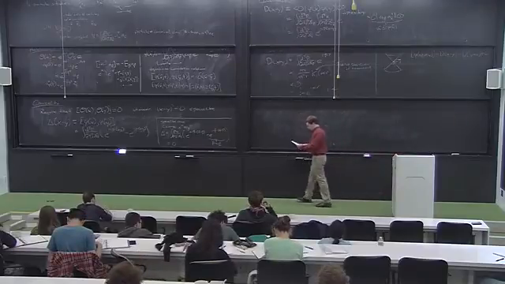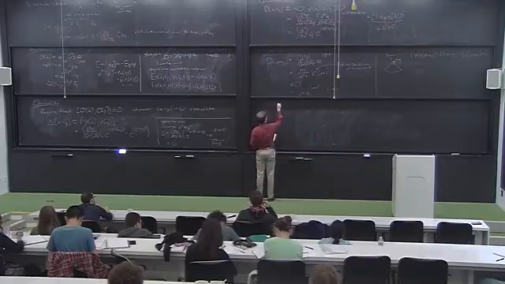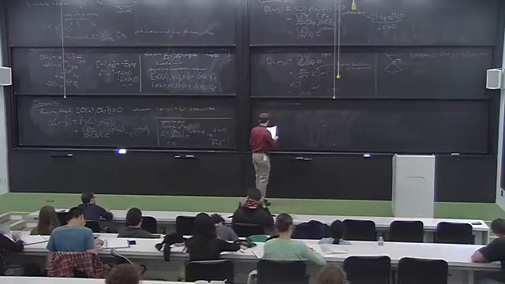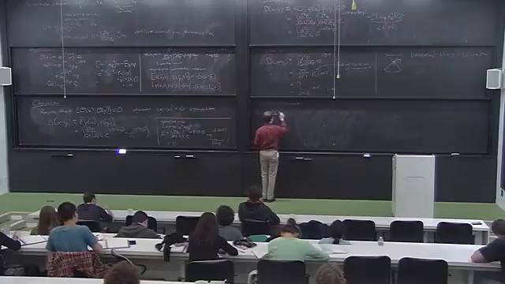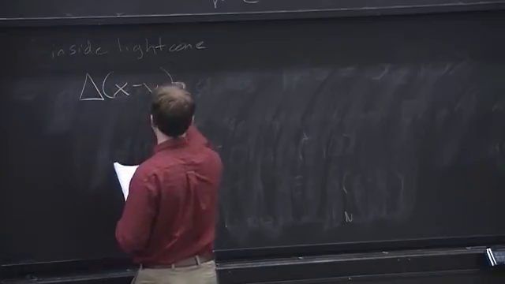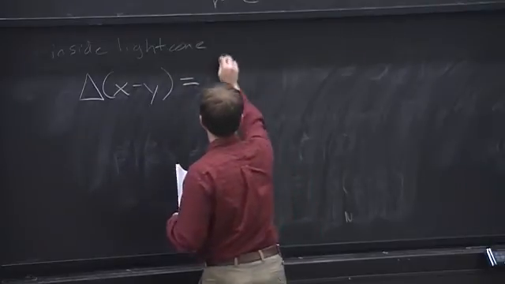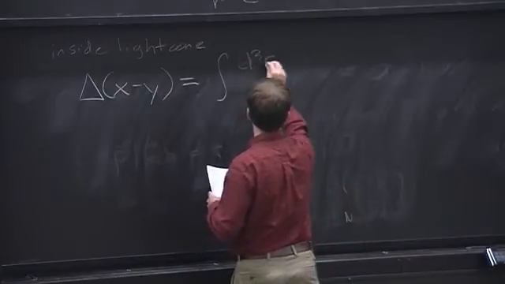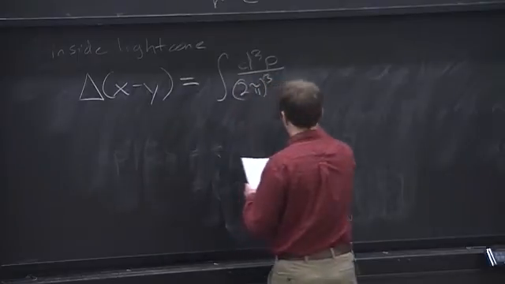All right, so what's going on inside the light cone? Let's look at delta of x minus y inside the light cone. We'll do some manipulations that at first look strange, but we'll see the point of them in just a few minutes. So just rewrite what we had before.